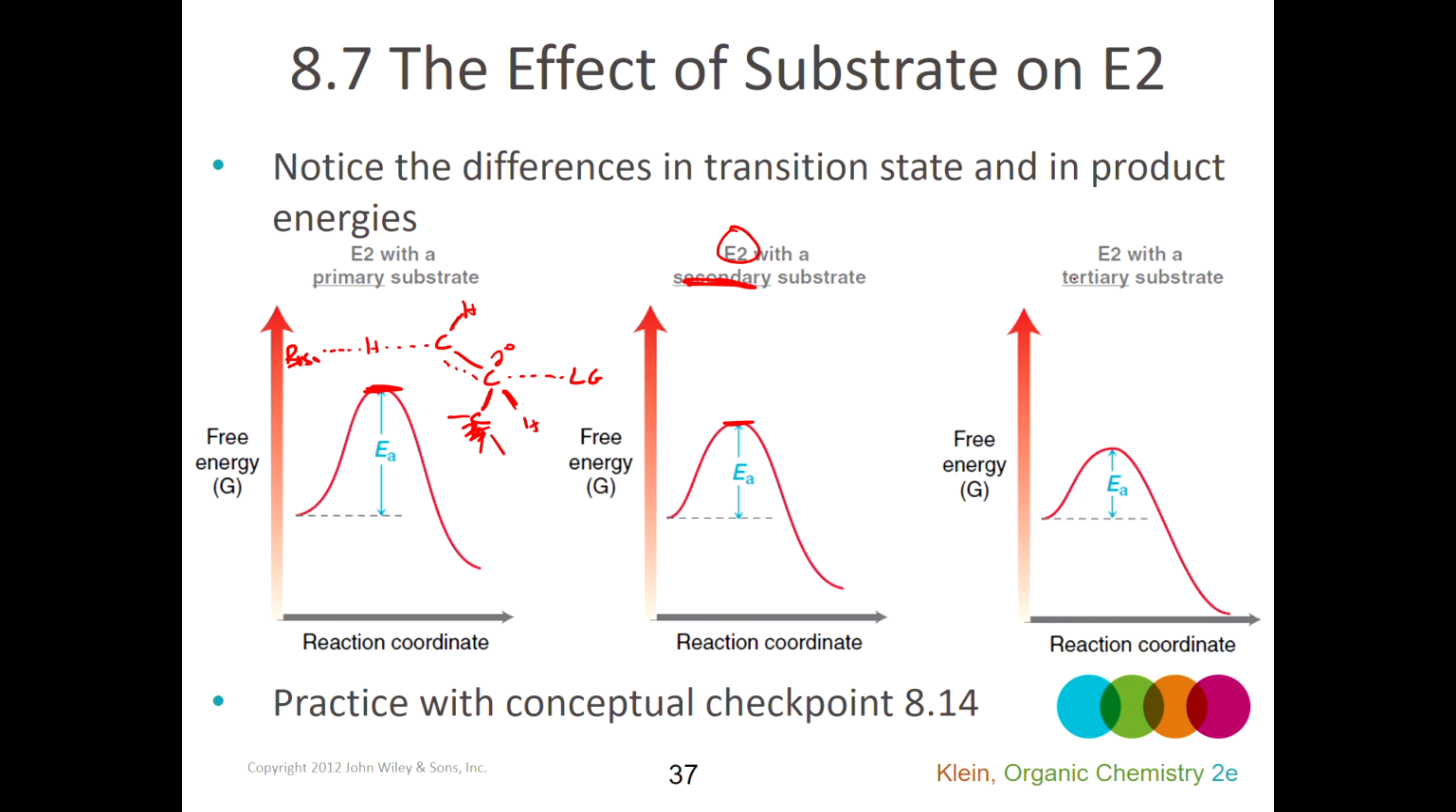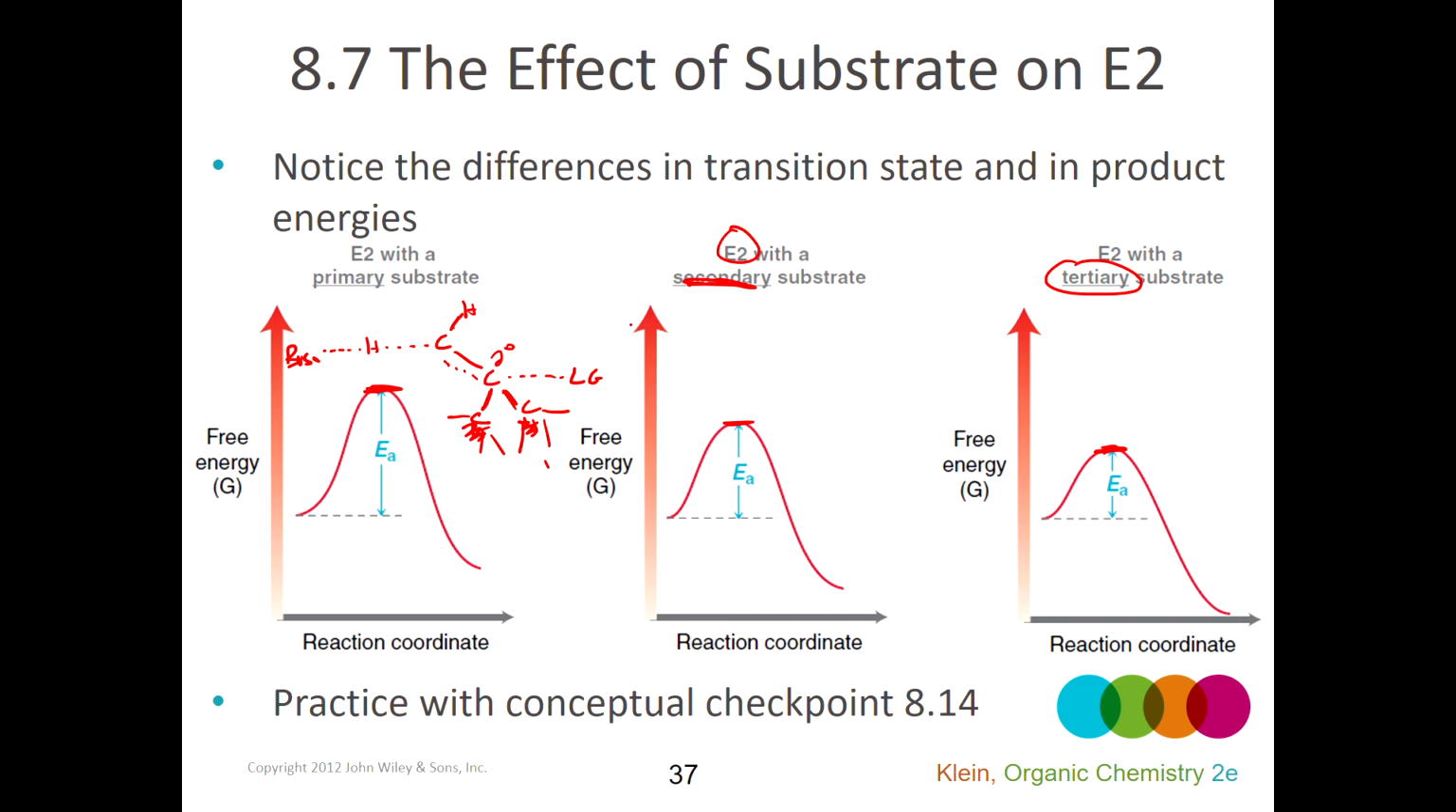And in the case of a tertiary substrate, where both these are carbon groups, that's going to stabilize the pi bond forming even more. So during the transition state, as it's forming, it doesn't have to be as unstable, and so an even greater percentage of the collisions occurring will have that smaller quantity of energy necessary, and so the product will be produced at a faster rate.